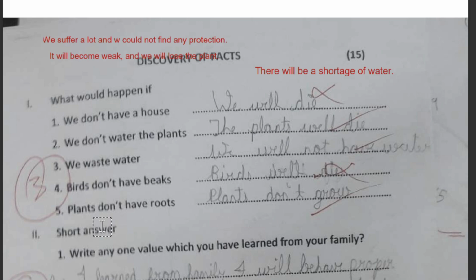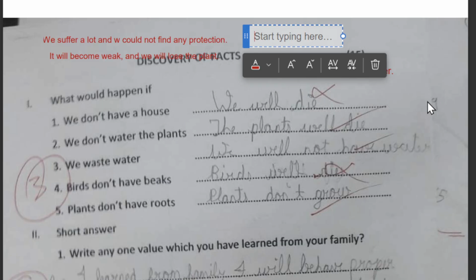Next, birds don't have beaks. So if birds don't have beaks, it will be difficult for them to survive. You can write that.